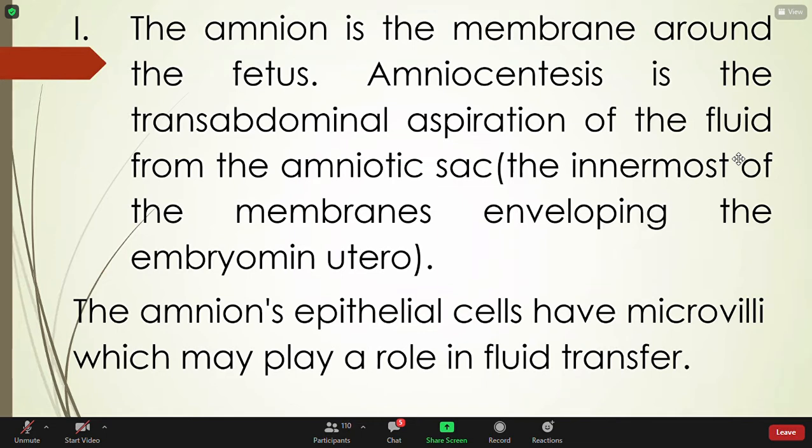Even if there's an outside force, like being punched by the husband, thank goodness there is an amniotic fluid. Even if the husband punches, the baby will survive. They will not be hurt so much because there is an amniotic fluid.